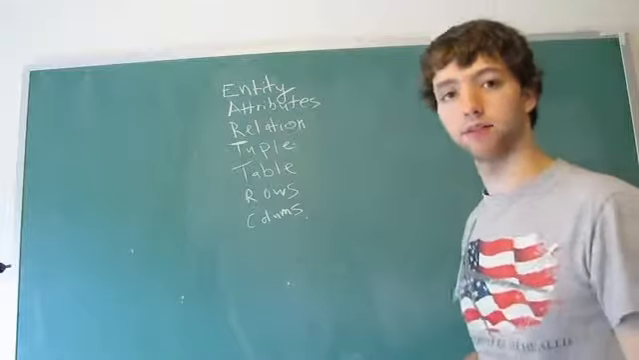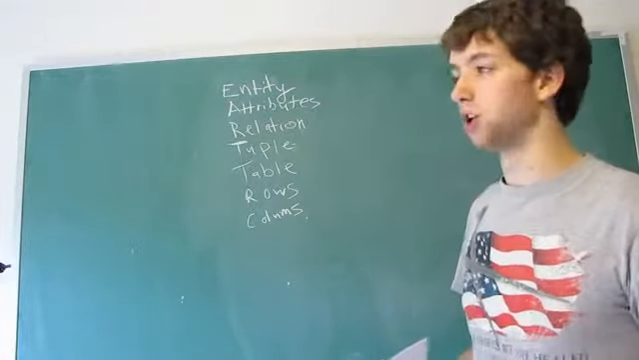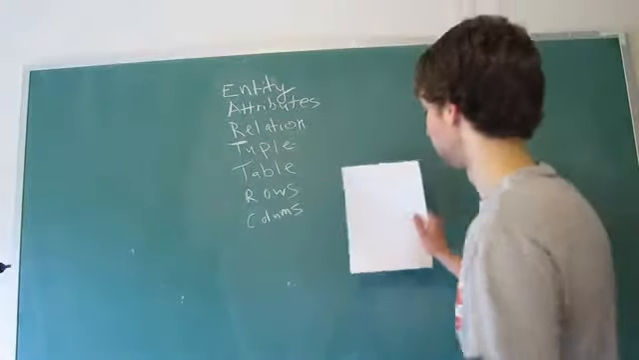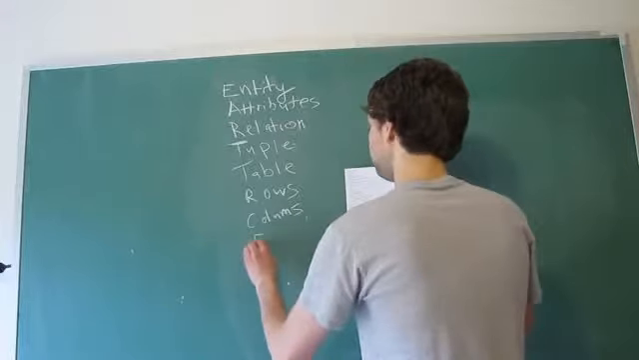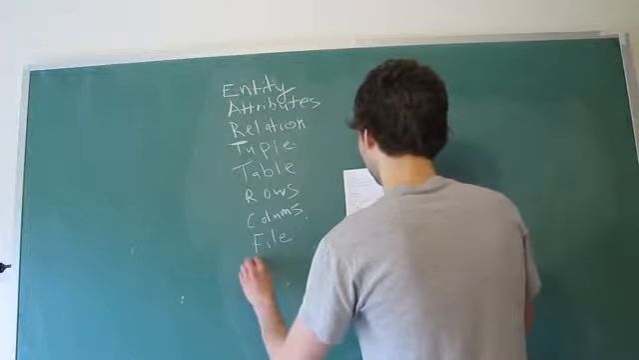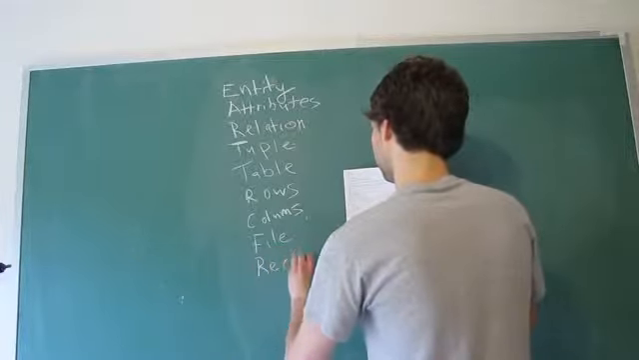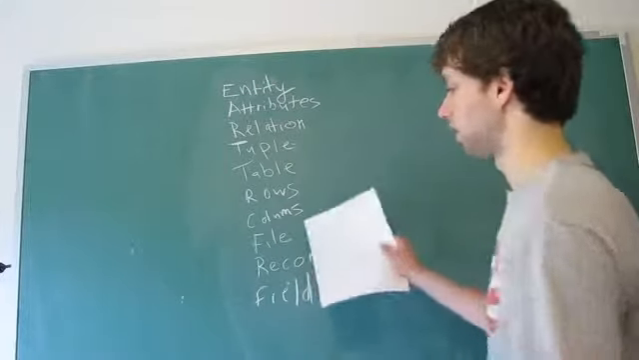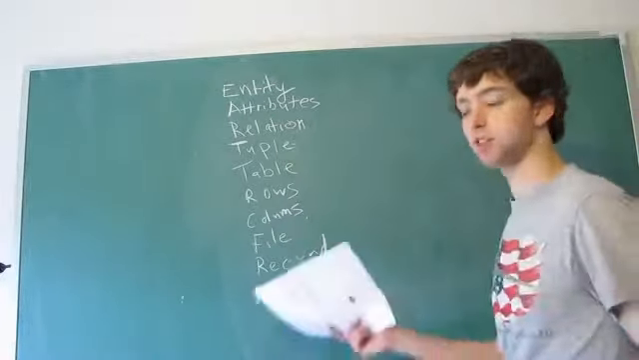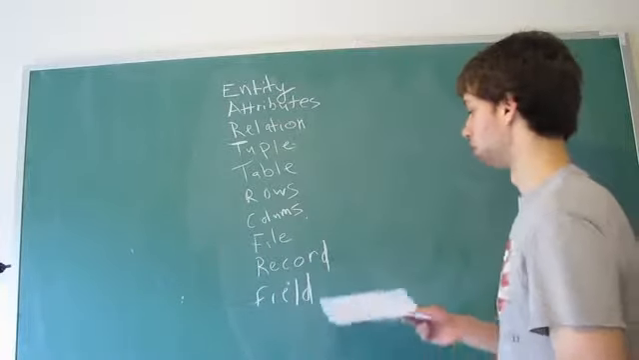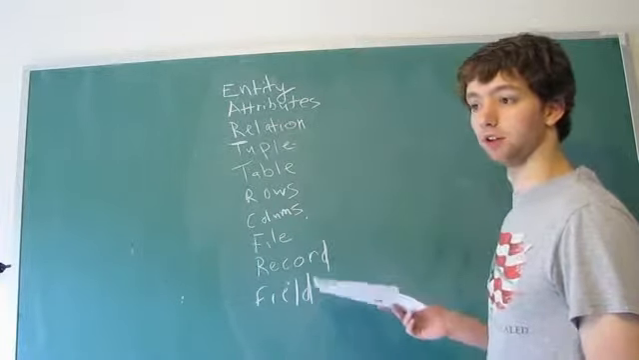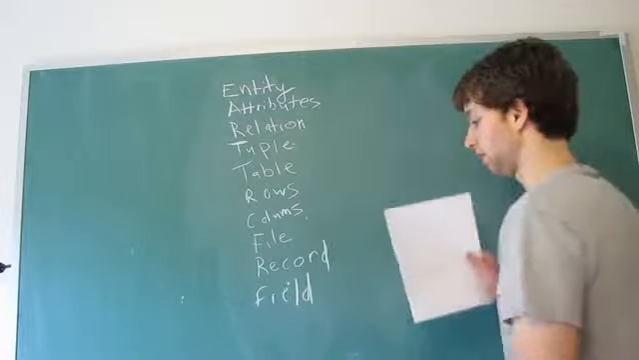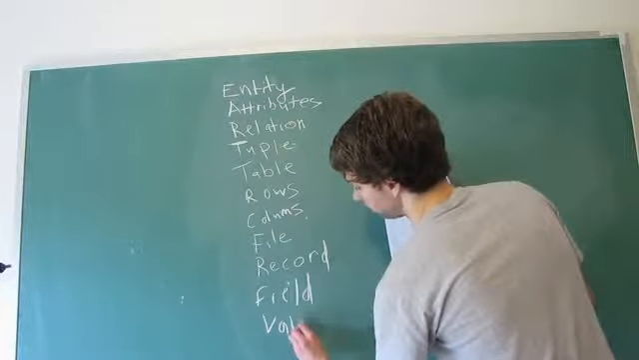Alright, now we also have three more terms that we haven't learned yet, which you will possibly hear. They're kind of older terms, but they're just talking about the same thing. You may hear the terms file, record, and then field. So what are these talking about? Well, file is just another name for a table. A record is another name for a row, and a field is another term for a column.